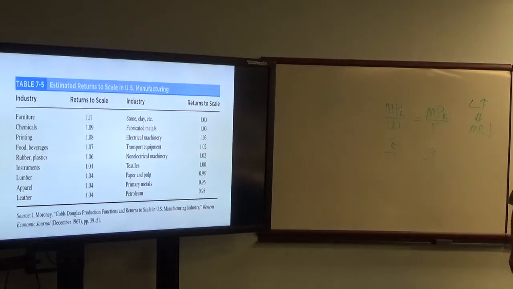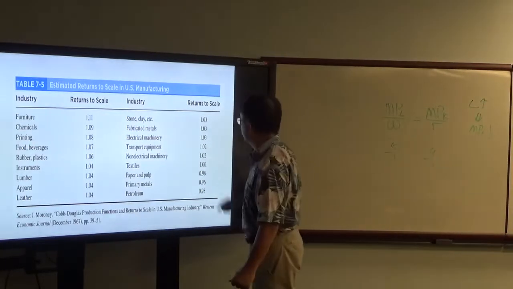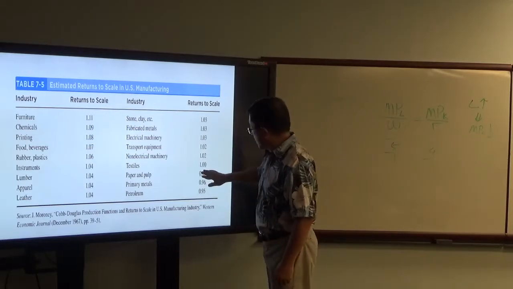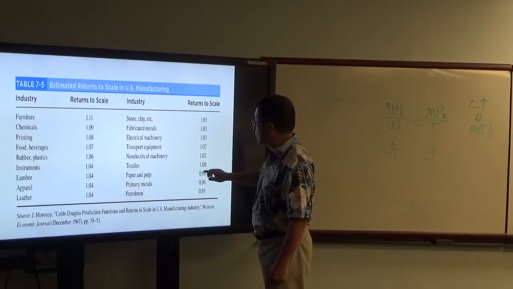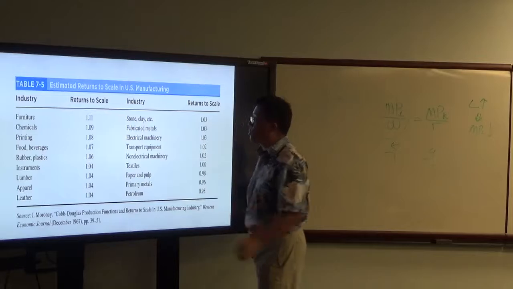And I have some data here. It depends on the industry. But actually, most of them are very close to 1, right? And for some industries, it is less than 1. So for the same returns to scale, you can see that most of the data is very close to 1.